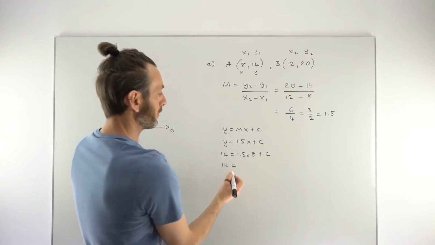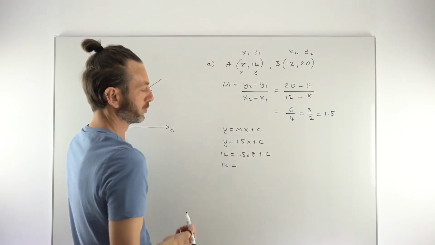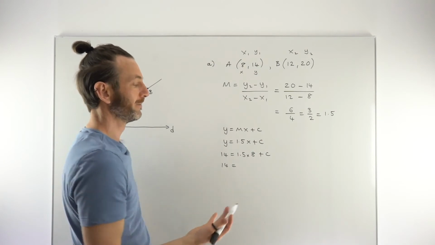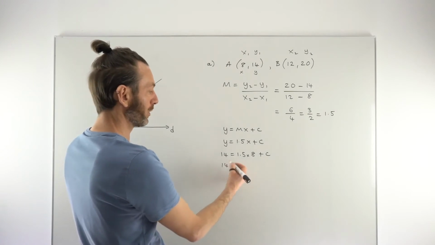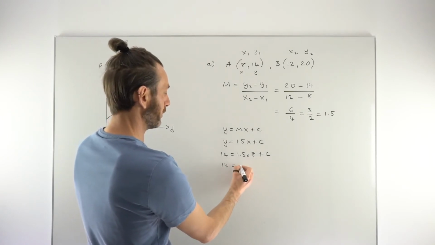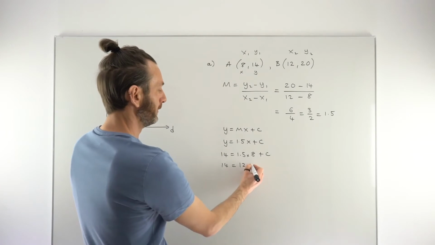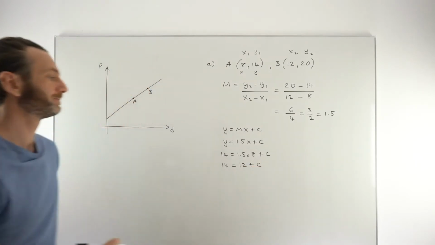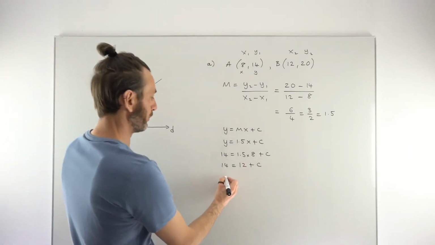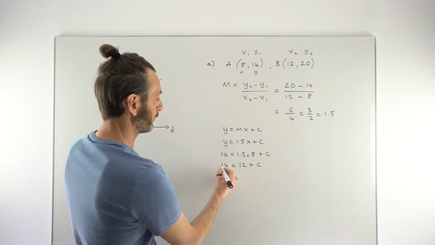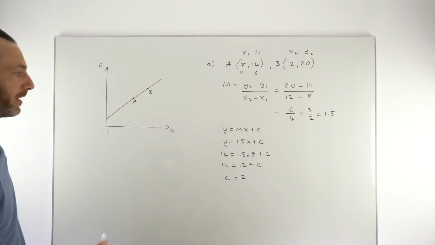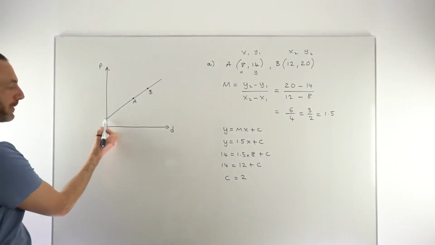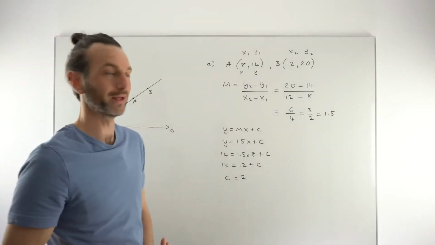So this is a non-calculator question, so just be careful with your numeracy here. So 1.5 times 8, that's 1 times 8 plus 0.5 times 8. 0.5 times 8 is 4. 8 plus 4 is 12, so that comes to be 12 plus c. And then if we solve that equation, we would get that c equals 14 minus 12, which is 2. And if you look at the diagram, remembering that the c value is the y-intercept, that could be at 2, couldn't it? It could be like 1, 2. So it looks to fit in with the diagram.